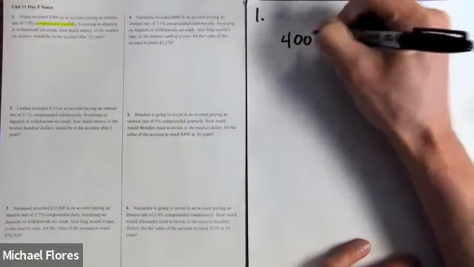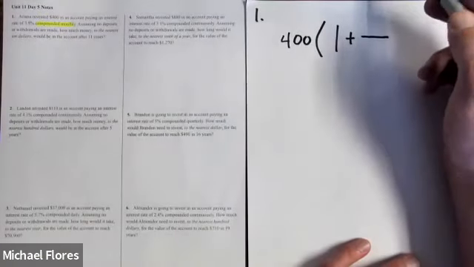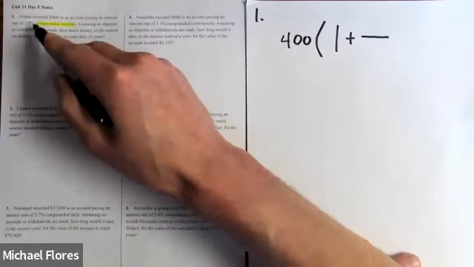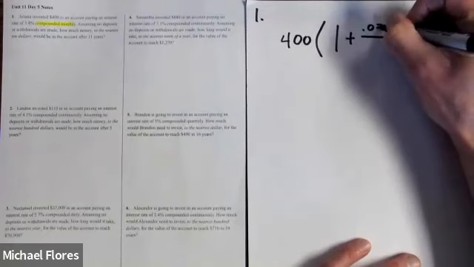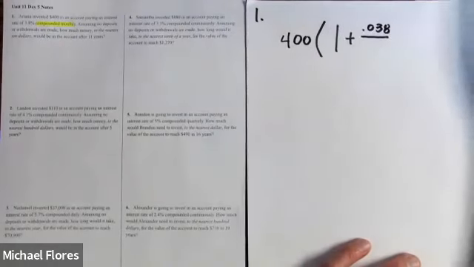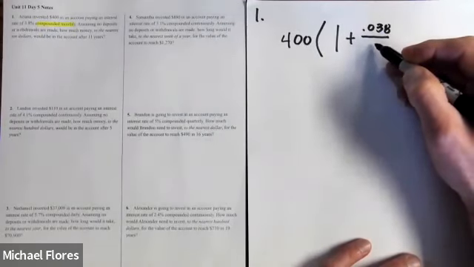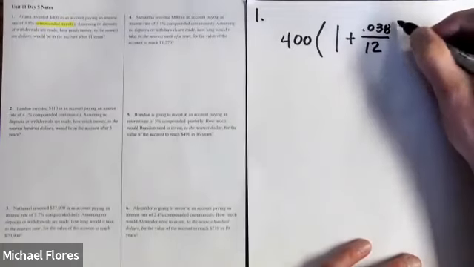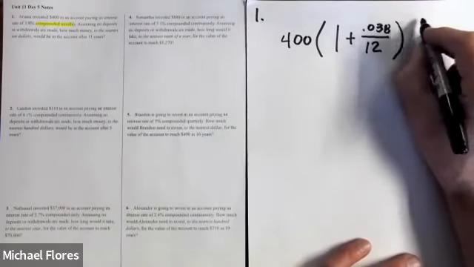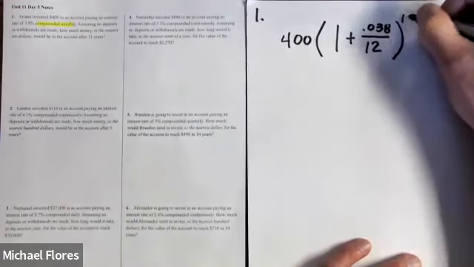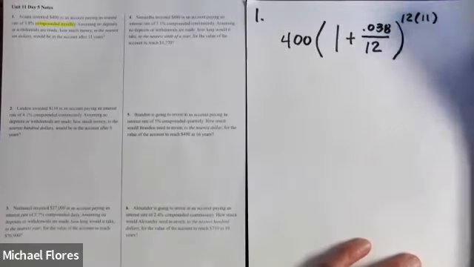So the initial investment was $400 and then 1 plus. Now we're going to create a fraction. You want to go with the rate. The rate is 3.8%. You're going to want to convert that to a decimal, 0.038. Now in the denominator here is going to be the amount of times that we are compounding. Since we are compounding monthly, that would be 12 times that we'll be compounding throughout the year. Next, out here, you're going to have two terms, the amount of times that you're compounding and then the amount of years. And we're going to multiply those two together.